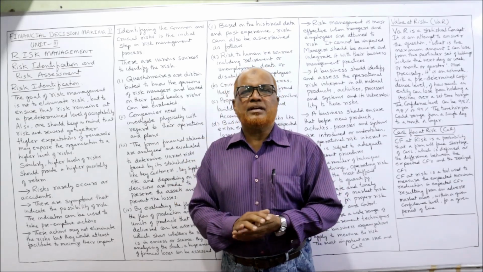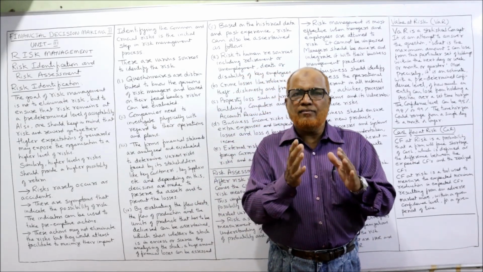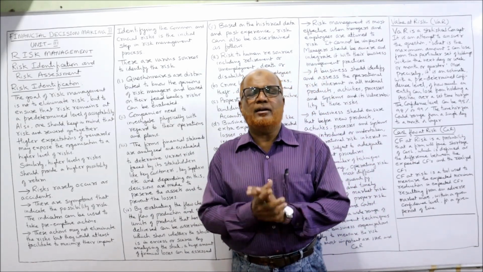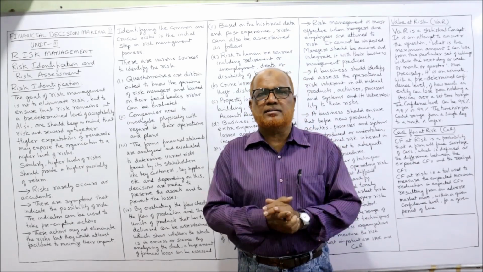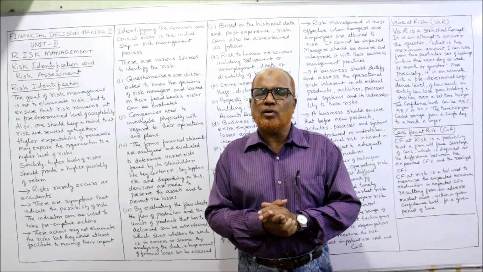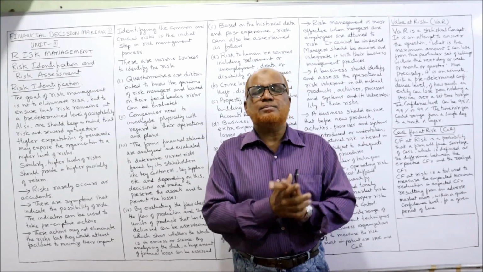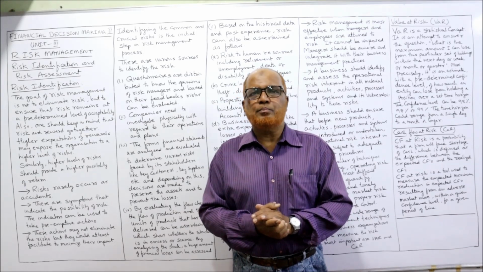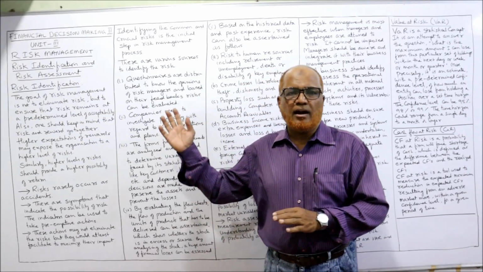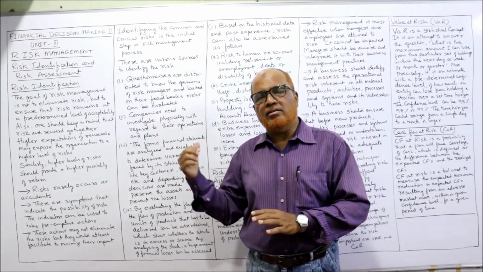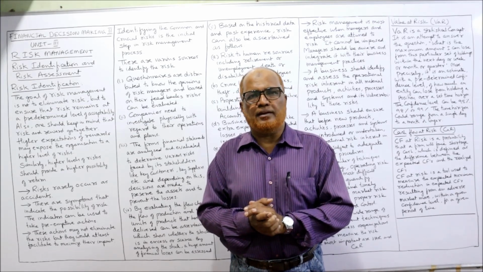The first aspect is regarding the identification of risk. The second is regarding the measurement or assessment of risk. And the third aspect is risk management or risk control, how to control the risk. So these are the three aspects in the risk management process. Before I explain in detail, take a screenshot of the points, then I'll explain.